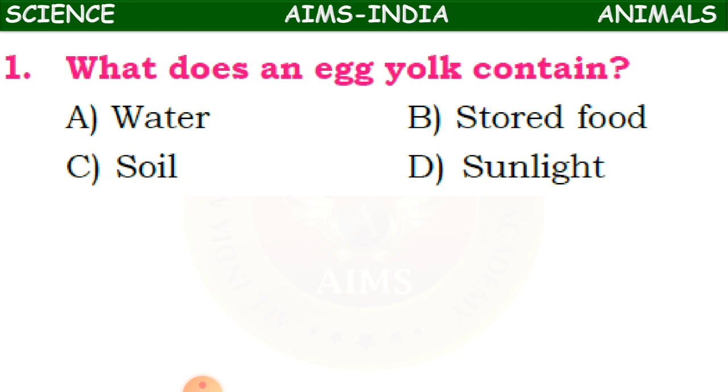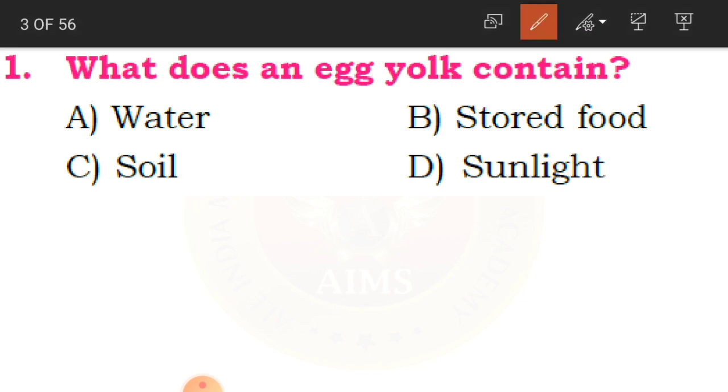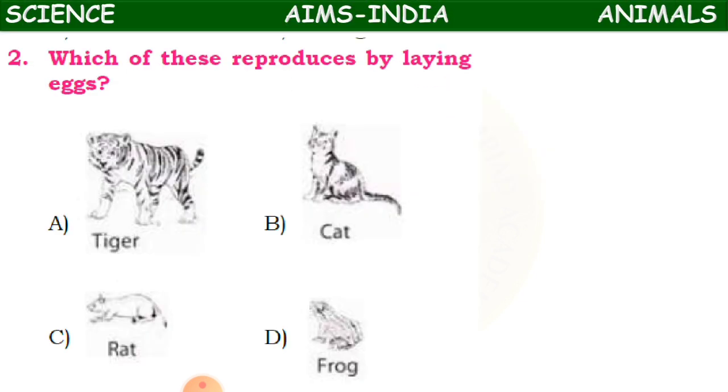The first question: what does an egg yolk contain? What is an egg yolk, children? It is yellow in color. What does it contain? Does it contain water, stored food, soil or sunlight? The answer is that it contains stored food, that is B option. Clear children?